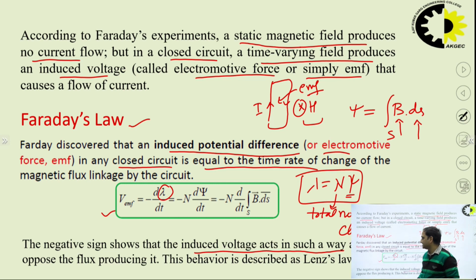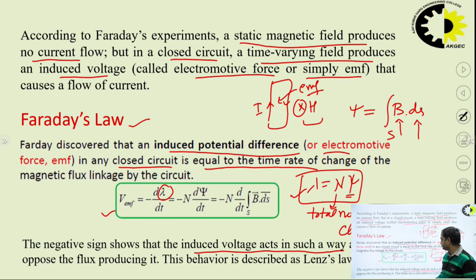This is given by Faraday's law, where we say that when we put a closed circuit into an existing magnetic field, the EMF will be generated. If we have n number of closed loops, the total flux lambda is equal to n times psi, and psi is the flux linkage for a single loop, that is B dot ds. Similarly, when we have n loops, lambda is equal to n psi.